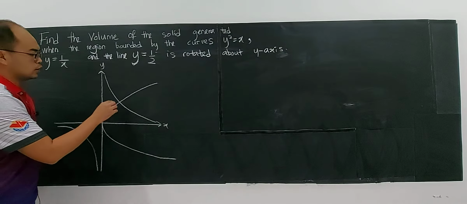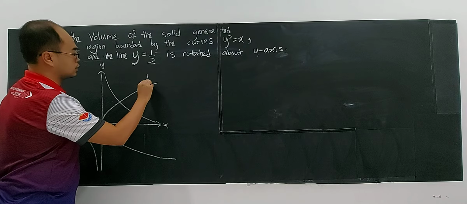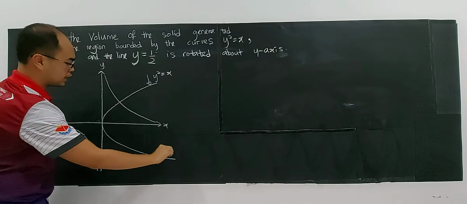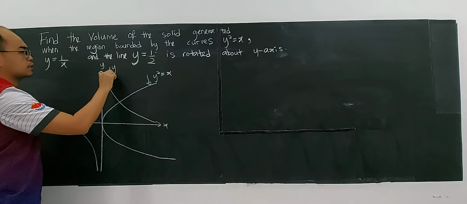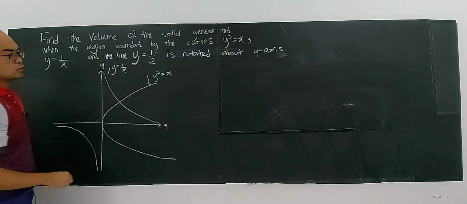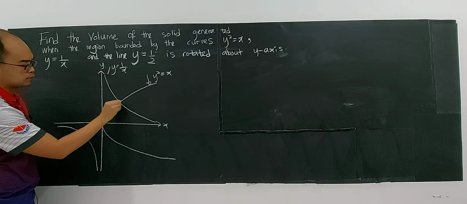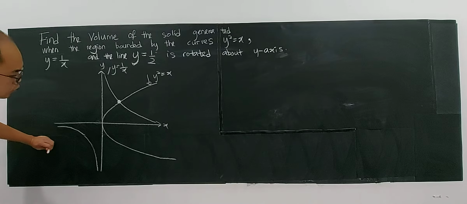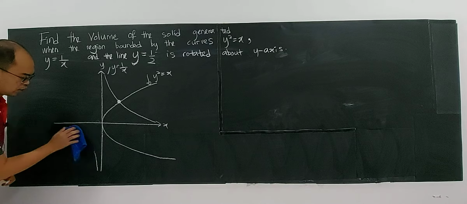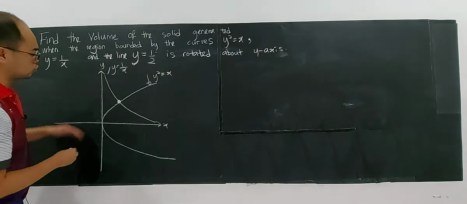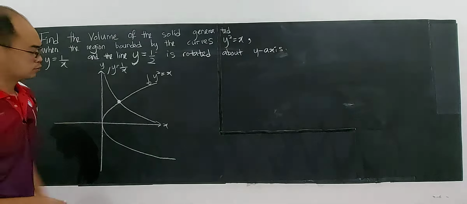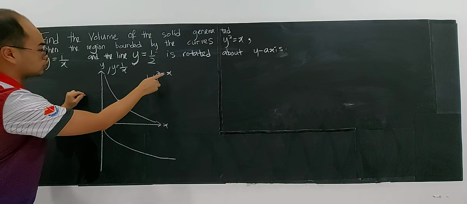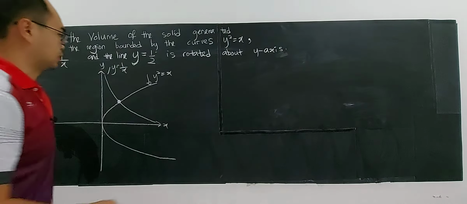So we have to look at the graph carefully. This is the graph for y squared equals x, and this is the graph for y equals 1 over x. So we have to find the intercept point here. It means that the region bounded will not be in the third quadrant. I will specifically look at the first quadrant because the line y equals 1 over 2 is in this quadrant. Then I have to find the intersection point between this curve and this reciprocal function.